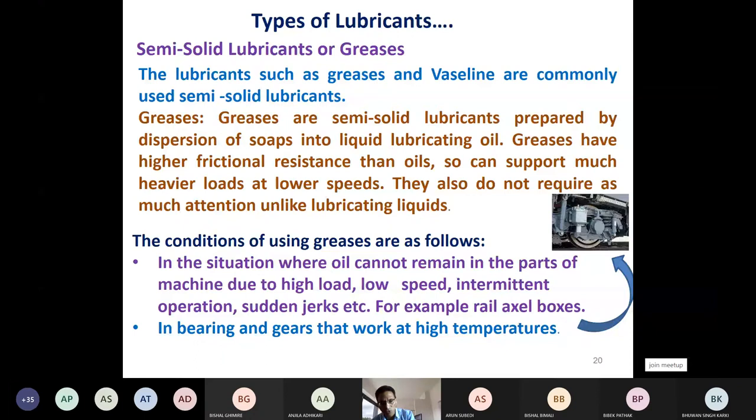For example, railway axle boxes. This is shown in the small picture; there is no space to draw a large picture. And in bearings and gears that work at high temperature, grease should be used.